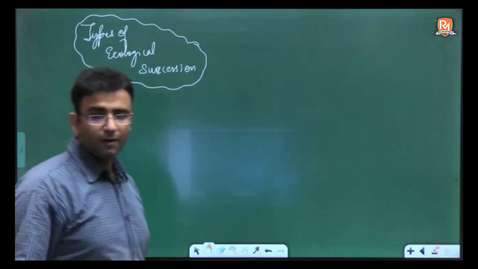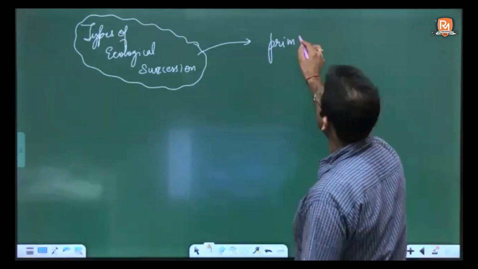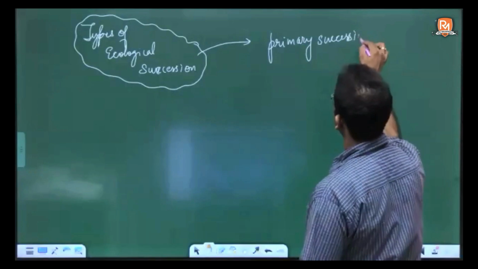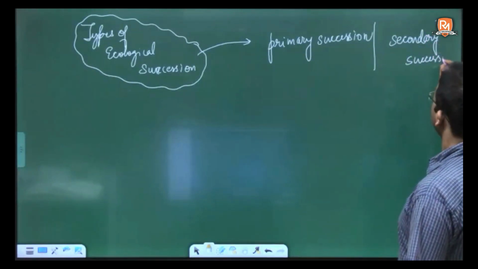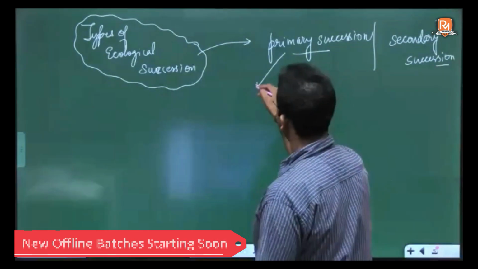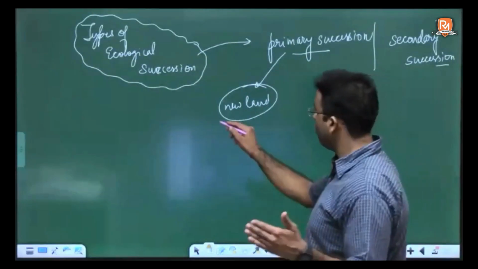Now, we are looking into types of ecological succession. There is one thing known as primary succession, and second, it is known as secondary succession. Primary succession is for the new land.